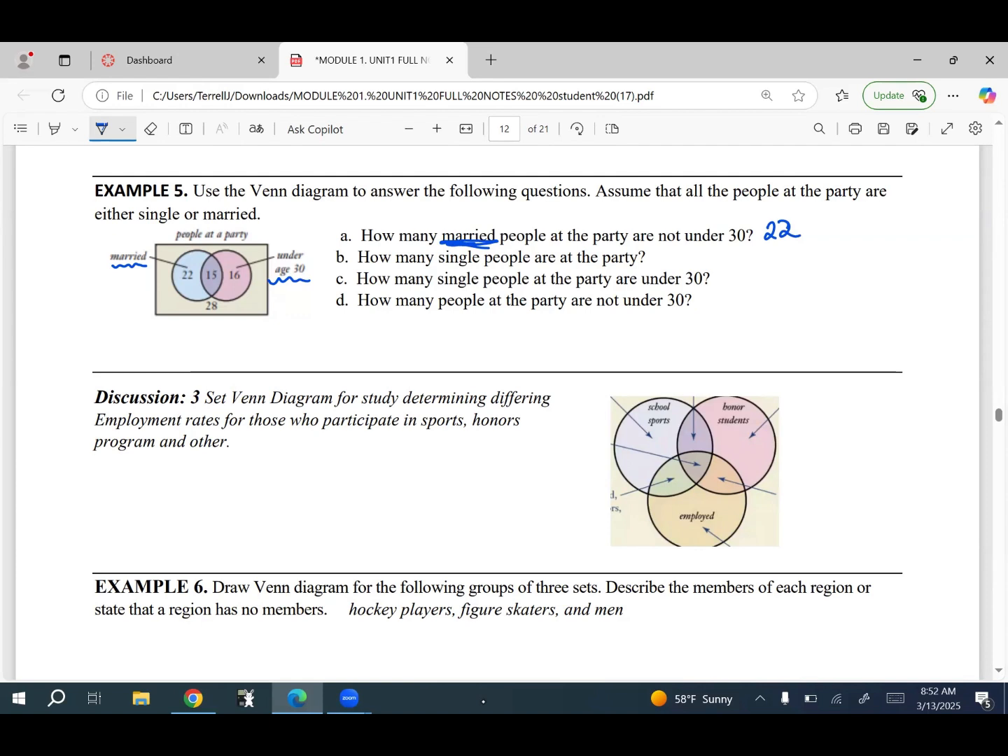How many single people are at the party? So it says single, and it doesn't say anything about age. So if I'm interested in single, I am not going to pay attention to this blue circle or anything encompassed in this blue piece at all. I don't care about that because anything in that is married. So if I'm looking at just single and I don't care about the age, the only 2 values left are 28 and 16. And that is 44. 44 people at the party are just single.